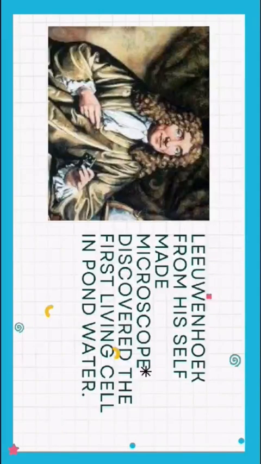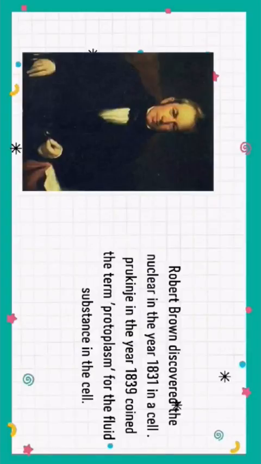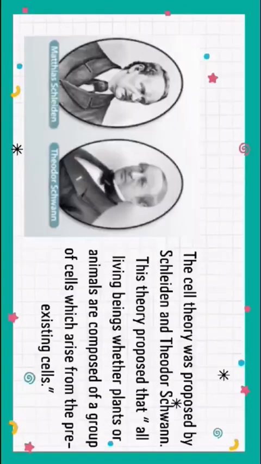Later, in further discoveries, Leeuwenhoek, with his self-made microscope, discovered the first living cell in pond water. There is a big contribution of Robert Brown, who discovered the nucleus in the year 1831 in a cell. Purkinje in the year 1839 coined the term protoplasm for the fluid substance found in the cells. Protoplasm is the material in which the organelles of the cell float and perform their vital activities.